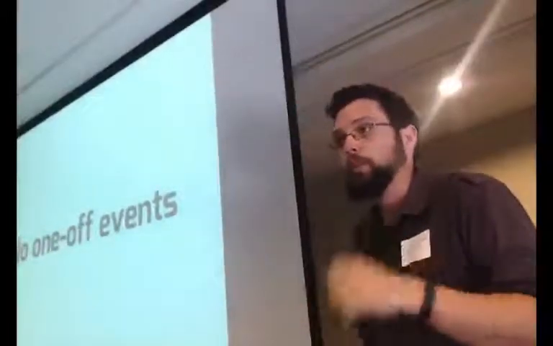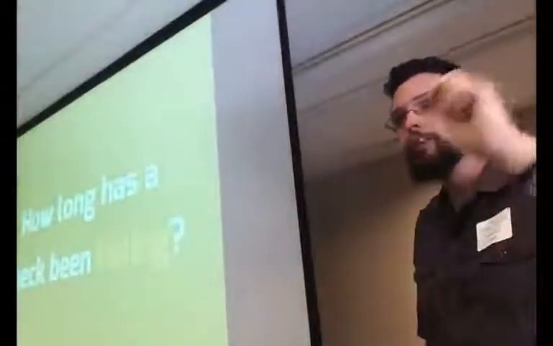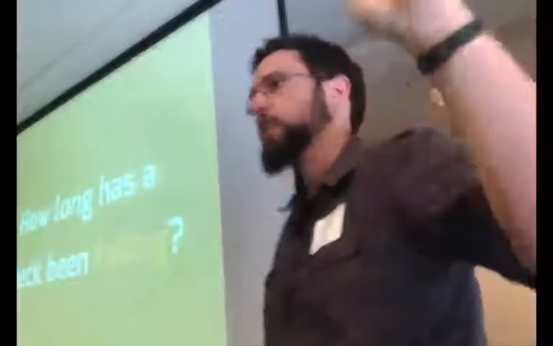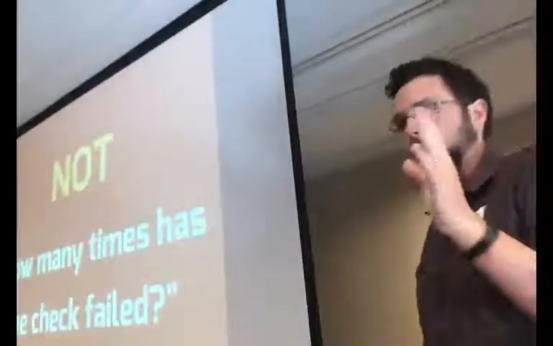But it's also really important because it's how our notification logic actually works as well. Flapjack fundamentally cares about how long the check has been failing for. It does not care about how many times the check has failed, which is quite different from the Nagios model, right? So why do we do this?